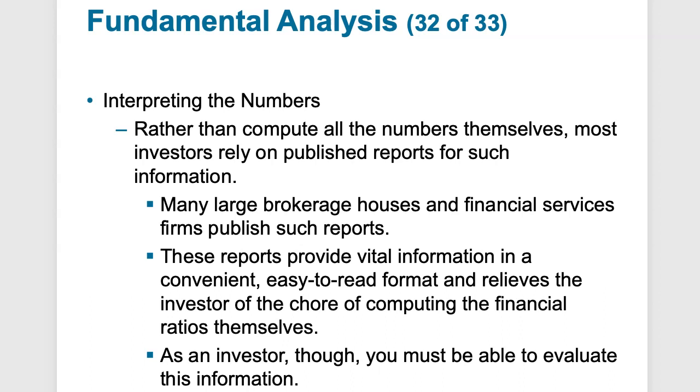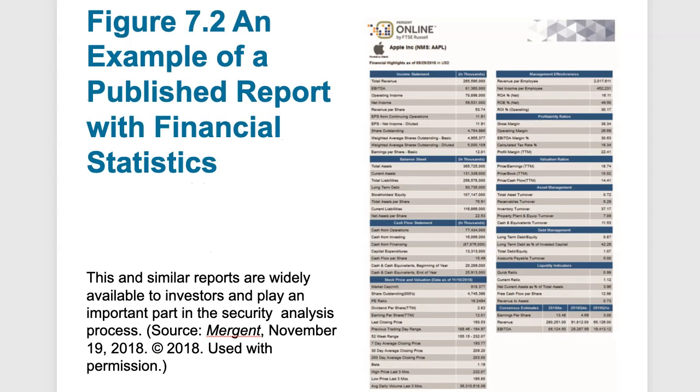And of course, you can always calculate them yourselves. But these reports are going to give you vital information that's easy to read, organized in a very easy way, so you can see your company's financial ratios compared to, say, 6 other competitors or 10 other competitors, an industry average, to better evaluate this information and get an idea of how your company sits within the industry.